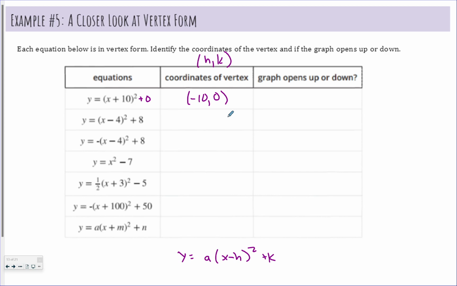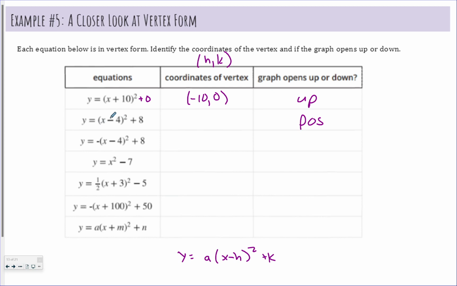Now question, will the graph open up or down? The difference lies in the a, which essentially is telling us, does it start with a negative? If it does, it goes down. If there's no sign there in front of the parentheses, it opens up, like this one. That one opens up, starts with a positive. Same thing here, starts with a positive.